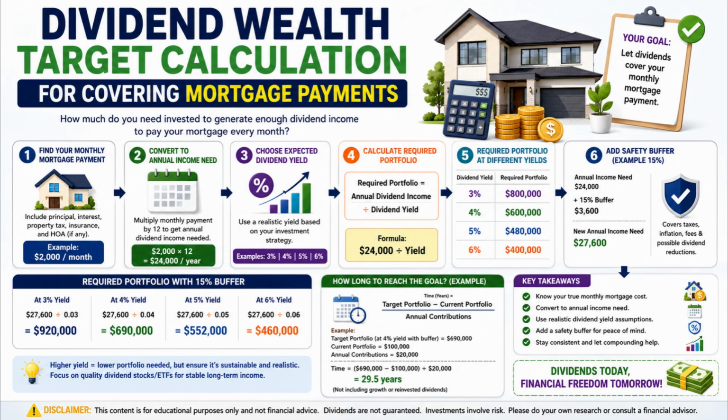At a 3% dividend yield, $24,000 divided by 0.03 equals $800,000. At a 4% dividend yield, the required portfolio is $600,000. At a 5% yield, the required portfolio is $480,000. At a 6% yield, the required portfolio is $400,000. This shows how the expected yield can strongly change the total investment target.